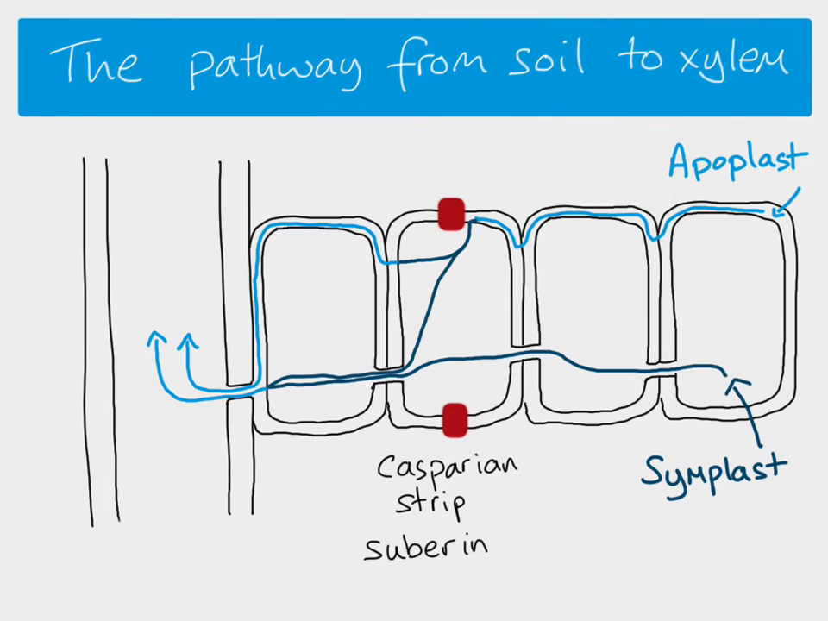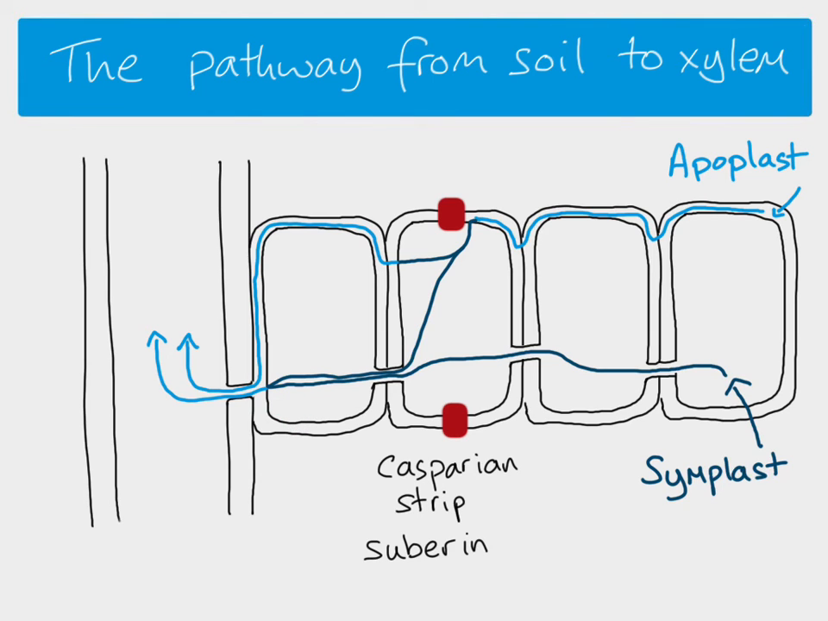Now this is really important because the Casparian strip here is making sure that all water has to cross the cell surface membrane at least twice in its journey from the soil out here into the xylem. So if we look at that, water here that's in the symplast has crossed one cell surface membrane there, and then it has to cross another one there, so that's the second cell surface membrane. Water that comes this way, if it stays in the cell wall, still has to cross the cell surface membrane there, and then it could cross the second one there, or it crosses the cell surface membrane here, comes this way, and then has to cross the cell surface membrane a second time here.